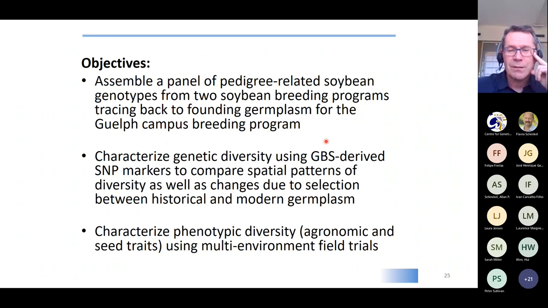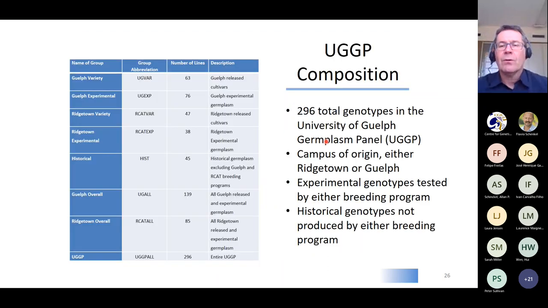And then we characterized the genetic diversity using GBS-derived SNP markers to compare spatial patterns of diversity, as well as changes due to selection between historical and modern germplasm. And then we also characterized in the field phenotypically this entire genomic panel, diversity panel, for agronomic and seed traits in multi-environment field trials. So we call that the University of Guelph Germplasm Panel, UGGP.